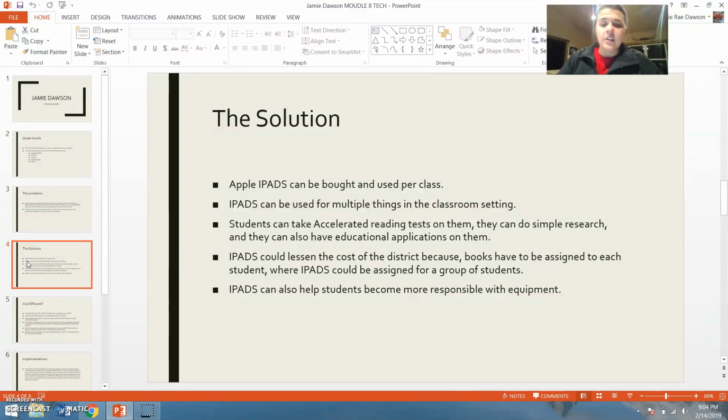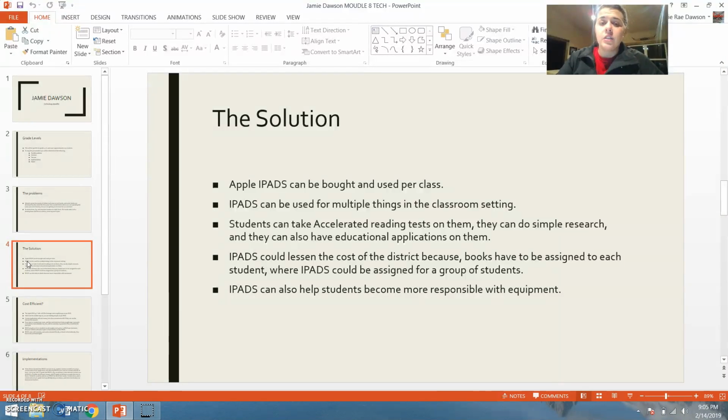iPads could lessen the cost for the district because books have to be assigned to each student, whereas iPads could be assigned to a group of students. As I said earlier, you have a classroom of 20 students. Well, you wouldn't necessarily need to buy 20 iPads for each individual student, because you could put people in partners and figure that out with the iPads. And the iPads can also help students become more responsible with equipment.